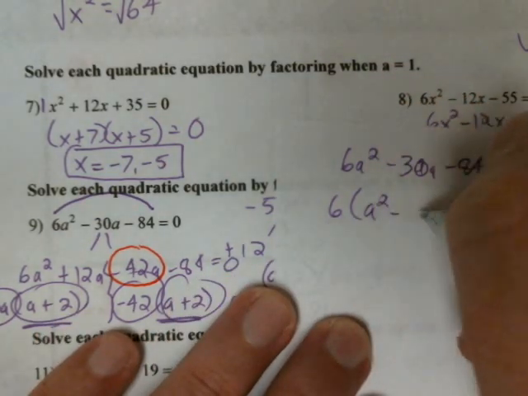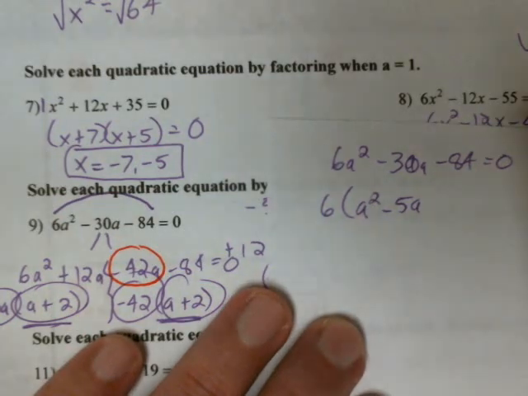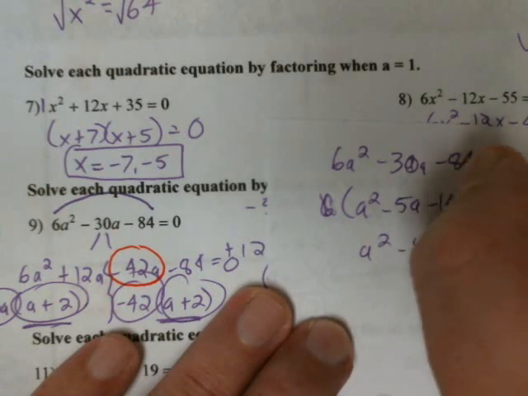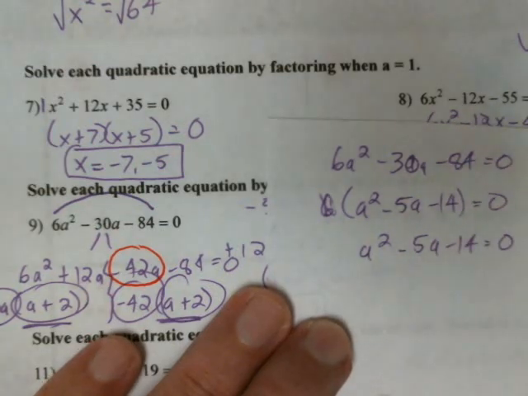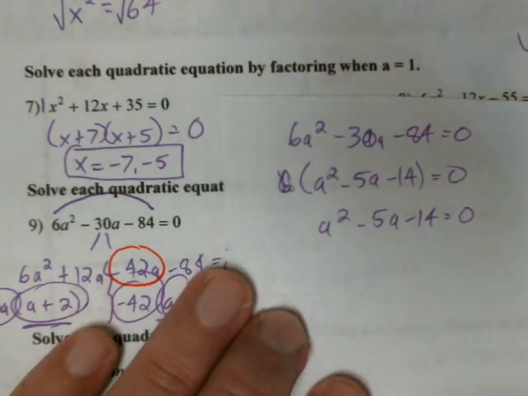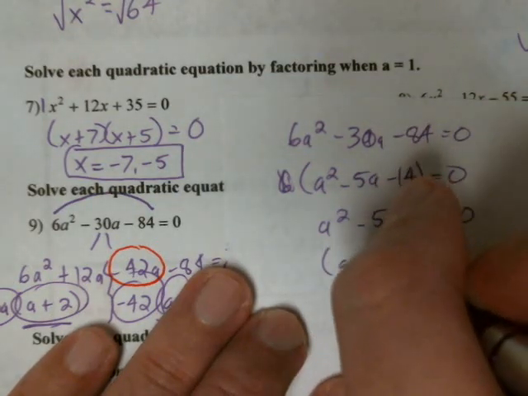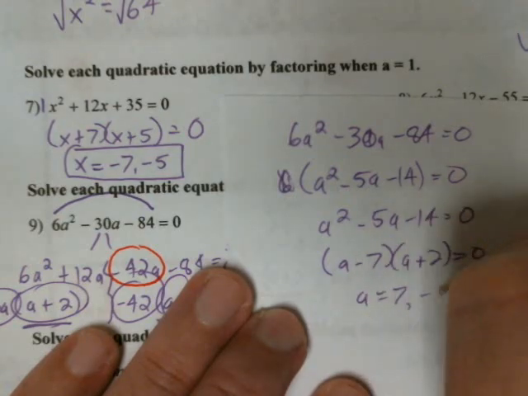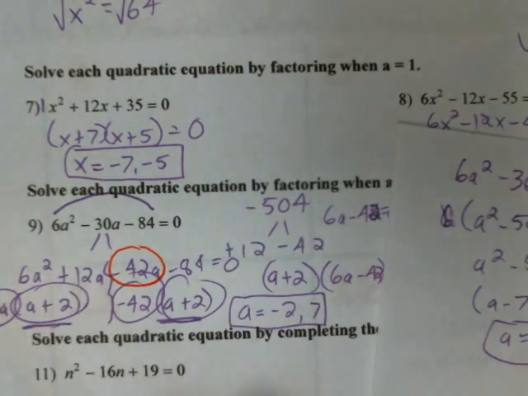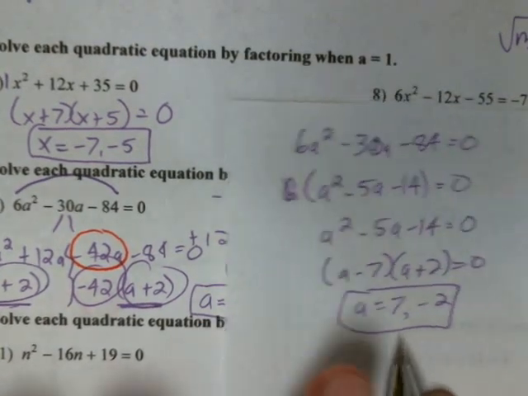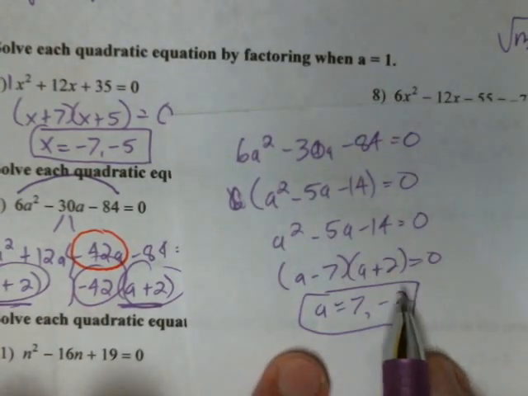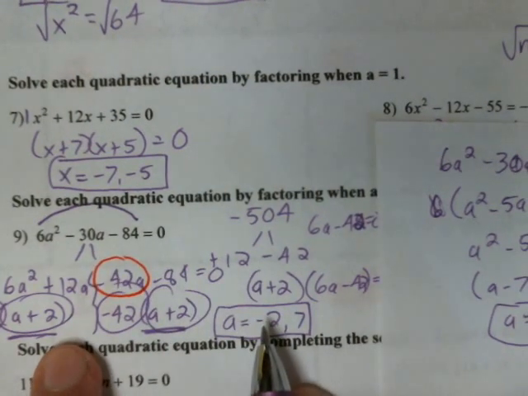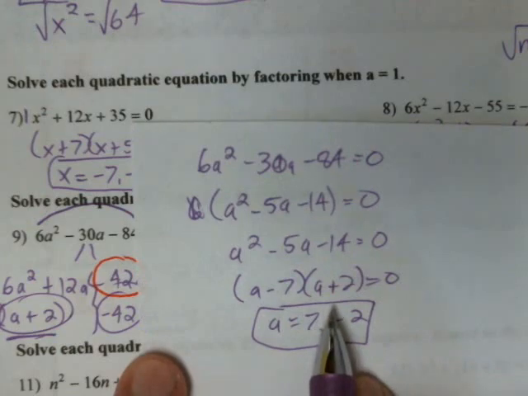That's going to leave me with a squared minus 5a. 6 goes into 84 14 times, minus 14, equals 0. That just goes away. So I have a squared minus 5a minus 14 equals 0. What are the factors of negative 14 that add to negative 5? That's going to be negative 7 and positive 2. Flippy flip, and I get 7 and negative 2. Yikes. Look at that, guys. We could have just pulled out a GCF and just factored it. There's no reason to do a times c. There's no reason to do the quadratic formula. Just pull out the GCF and just factor it. Okay, that's so much easier.